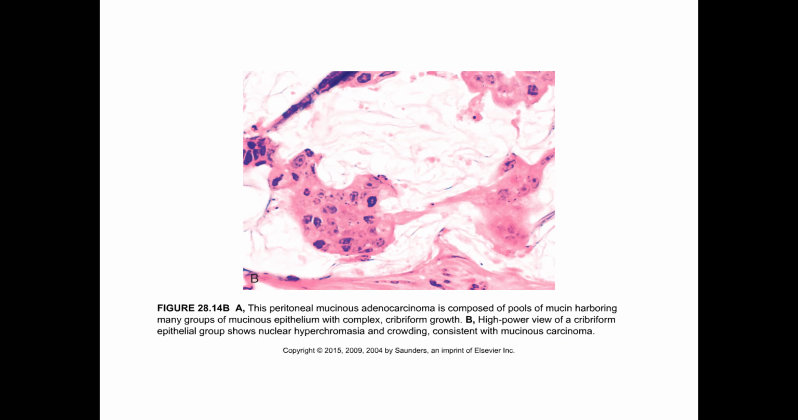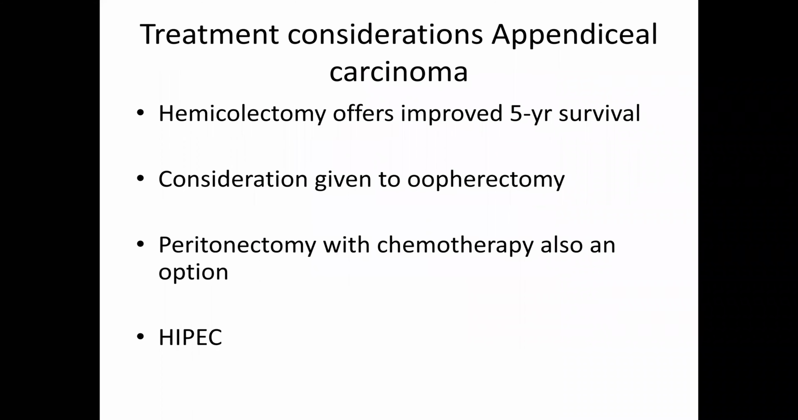So in terms of treatment, we've mentioned surgical resection. Generally, if it's identified in an appendectomy specimen, even if there are negative margins, a hemicolectomy will offer improved 5-year survival. And in patients with existing ovaries, consideration might be given to prophylactic oophorectomy. And occasionally patients will come to debulking therapy, peritonectomy, or chemotherapy in the form of HIPEC is considered as well.